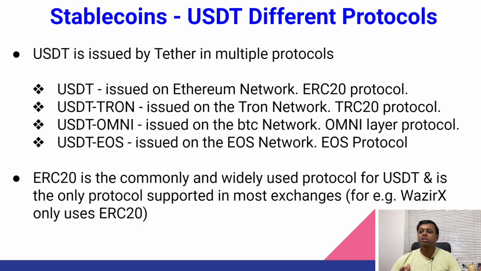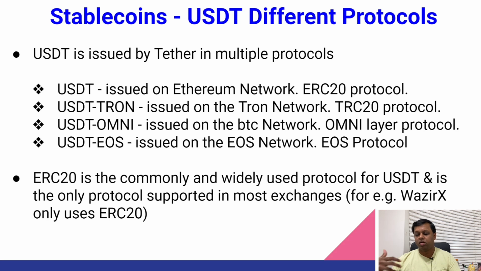So USDT is issued by Tether on multiple blockchain protocols. Primarily, USDT is issued on the Ethereum network like all other ERC20 tokens. So USDT is predominantly an ERC20 token. But these days USDT is also issued on the Tron blockchain, as a TRC20 token. On top of it, it is also issued on two more blockchains, not very common, but it is issued on OmniLayer and the EOS protocol as well.